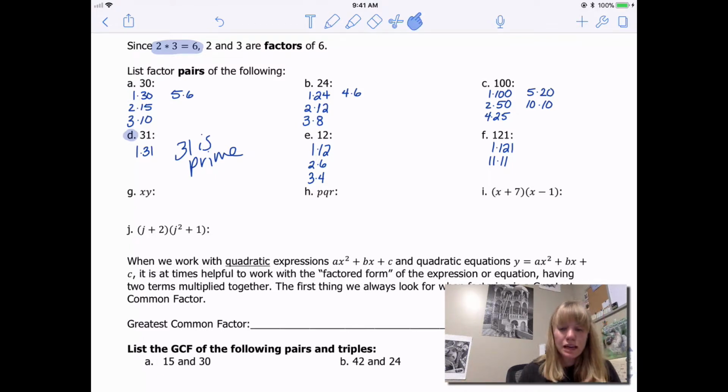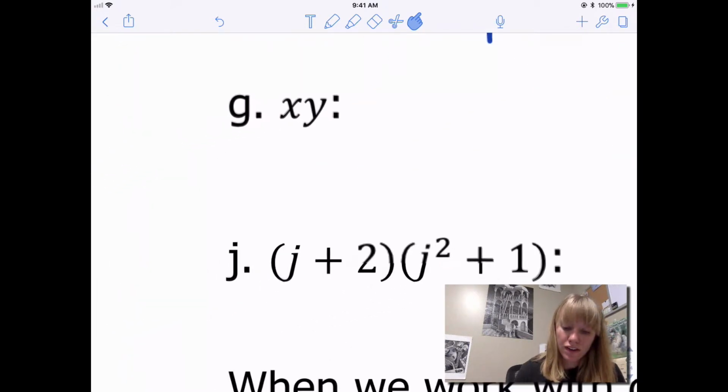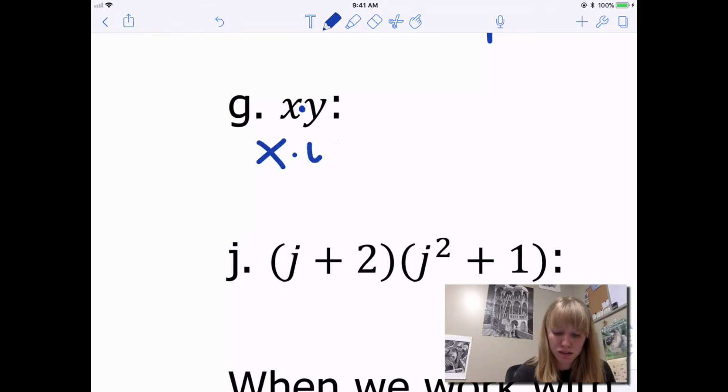This same strategy can work when we're looking for factors of variable expressions. If I have xy, two variables that are squished together, they are multiplied. So my factor pair is x and y, and that's it.